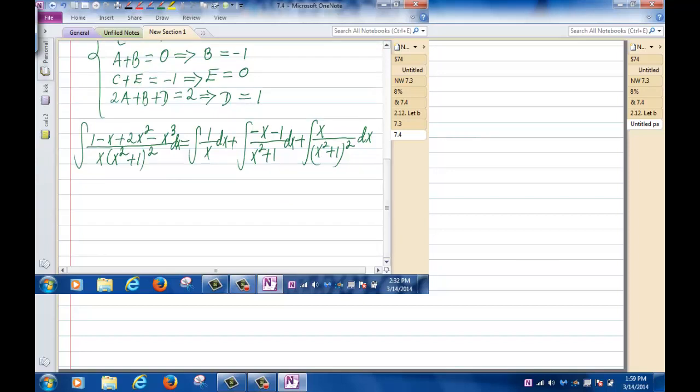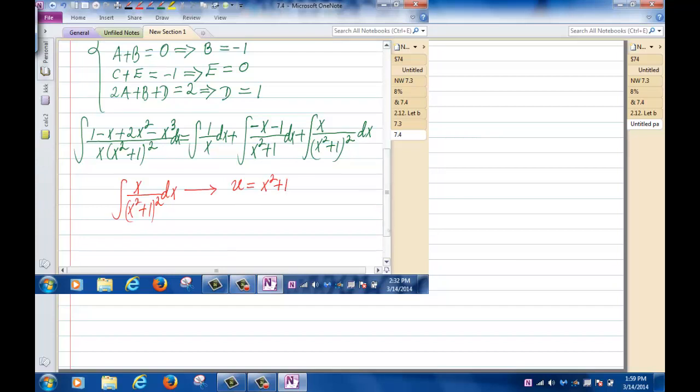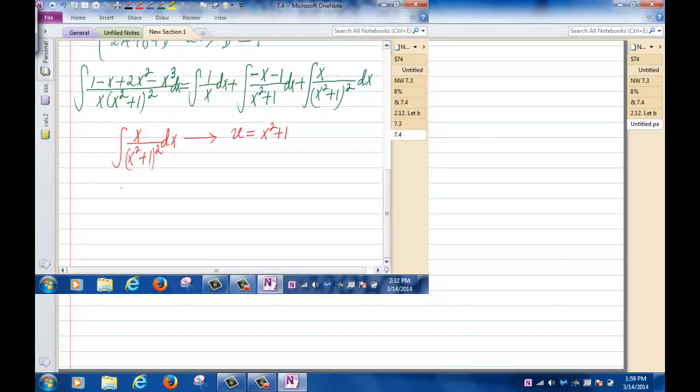How would you integrate the last term, x over (x squared plus 1) squared? There is a square. Notice that the derivative of x squared plus 1 is 2x. So here you have to do a u substitution where u is x squared plus 1, and it will work out. I'm not going to show you the details.